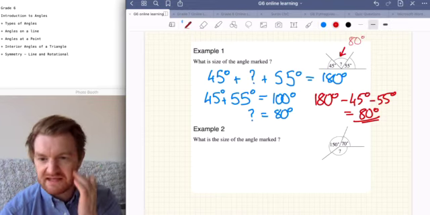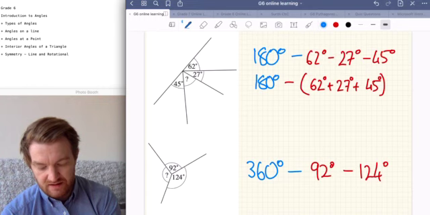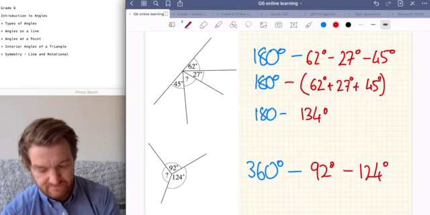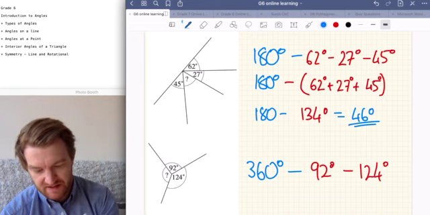Sometimes what people like to do is say, okay, I'm going to add these together, so I'll add and subtract them all in one go. That's also fine. You've got 2 options. Both of them will give you the same answer. Then you say, okay, 180 minus, and you add them together. 62 plus 27 is 89. 89 plus 45 is 134. And the answer you're looking for is 46 degrees. If you look at that, it's about half a right angle, so that looks about right.